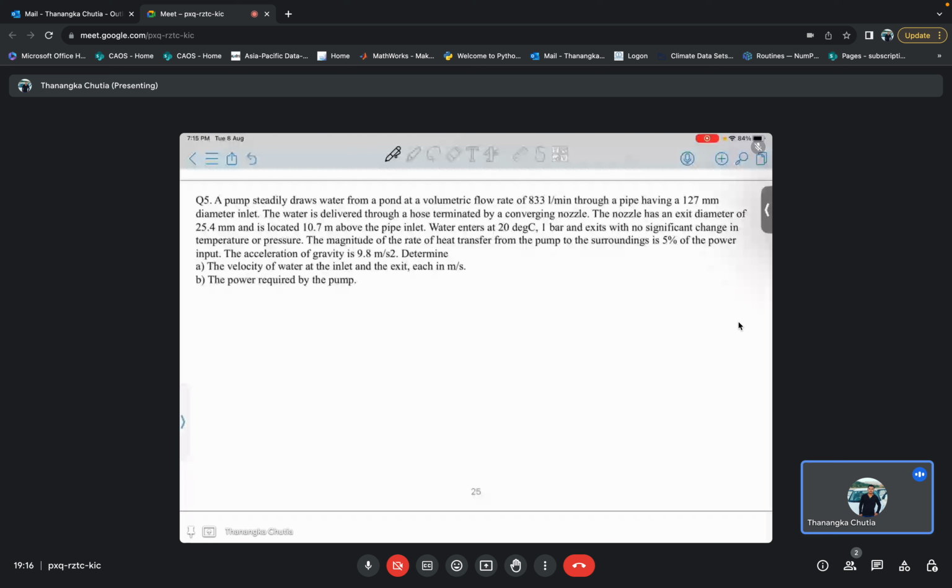So what it is telling is that basically if this is the pump, this is the entry point, and the exit point is where it delivers through a nozzle. This is some entry, so this is my point 1 and this is my point 2. These two are separated by a height of 10.7 meter.